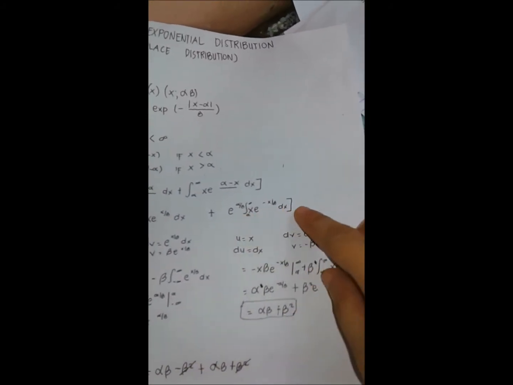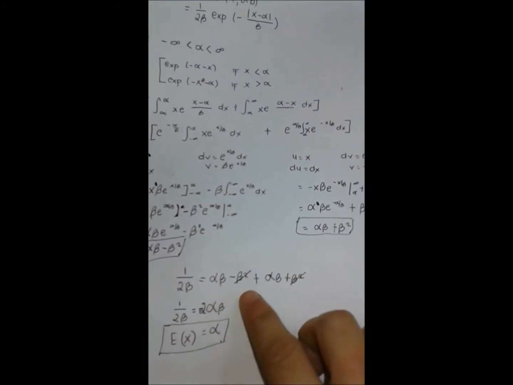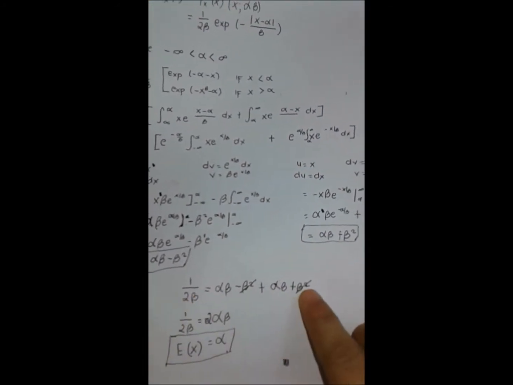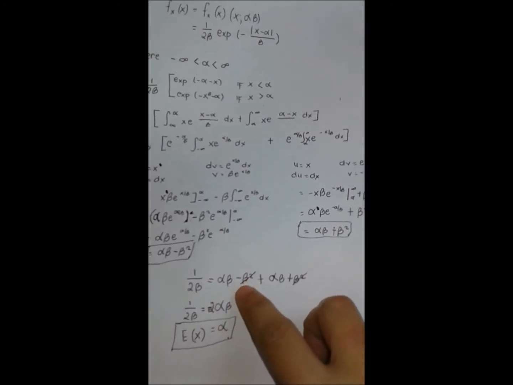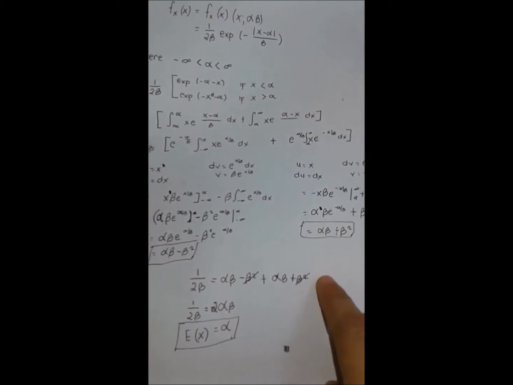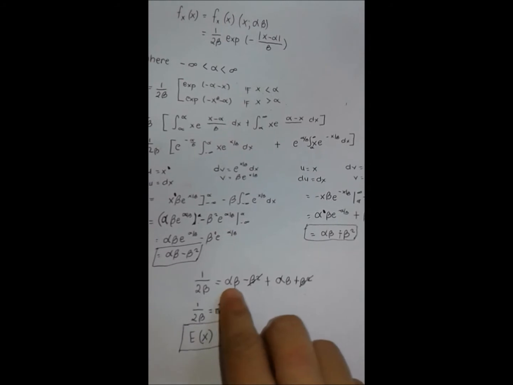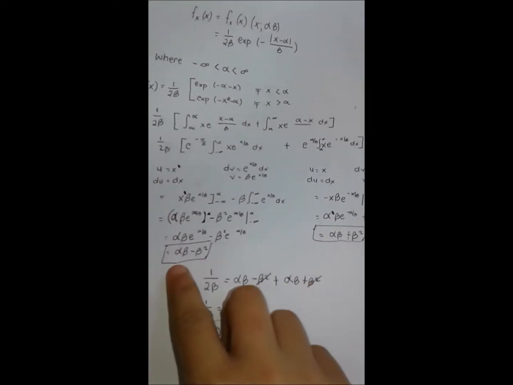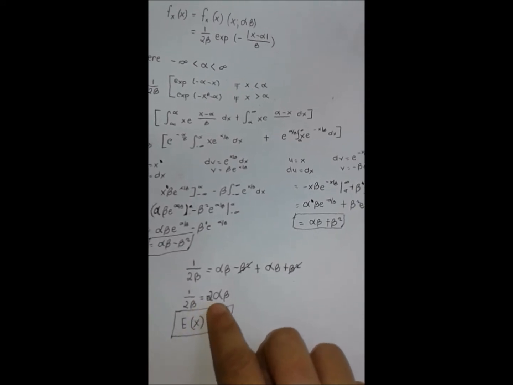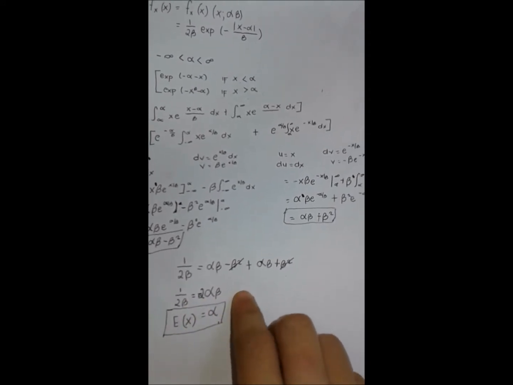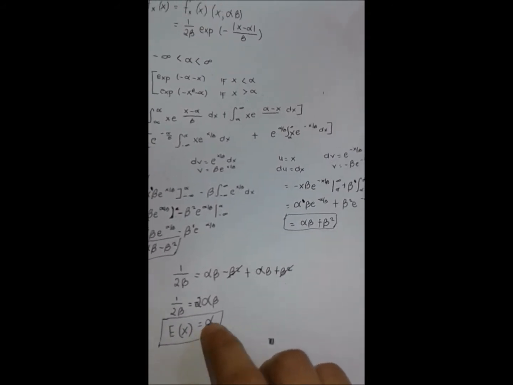And in this part also, we will integrate it by parts like we did earlier. Given this, we cancel the negative β squared and positive β squared since they have different signs. And so we have 1/2β times 2αβ. We have to divide this one with this one, so we have our mean, which is equal to α.